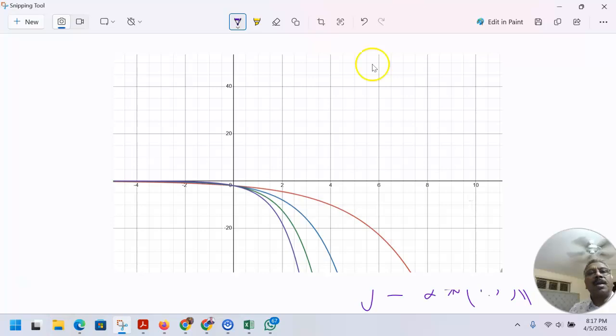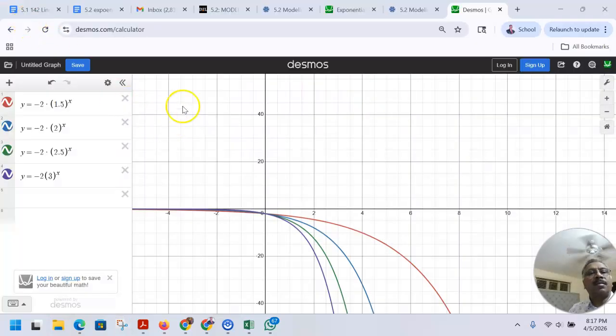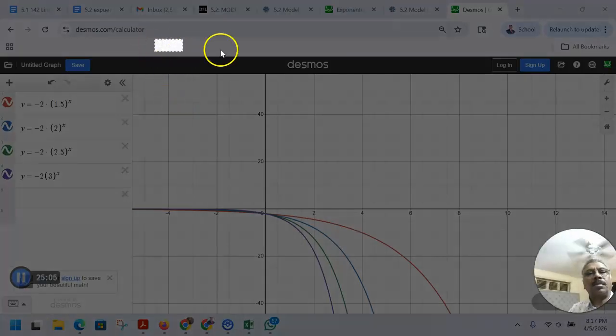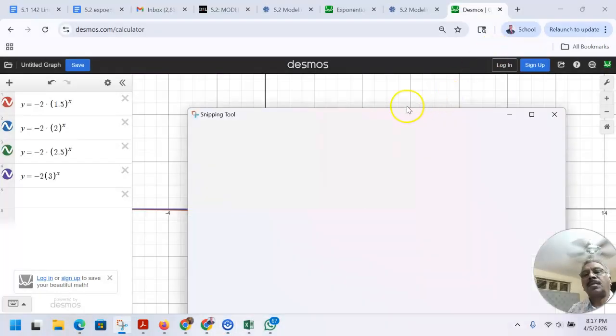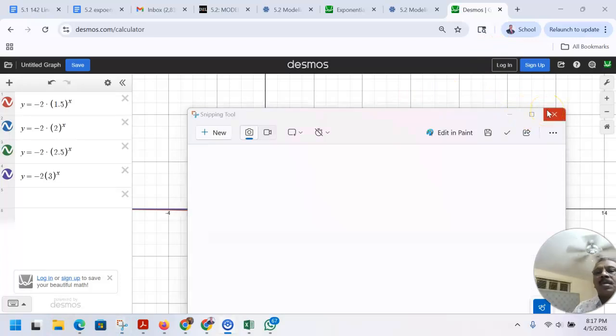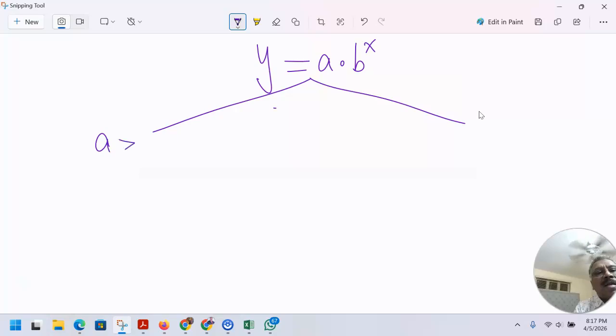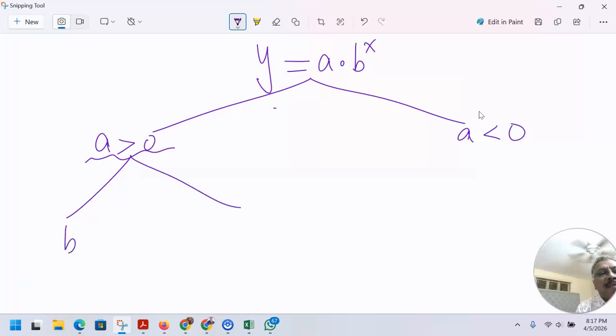Okay, so what did we learn here? The main thing is this one, right? y equals a times b raised to x. Now there are two parts: one is if a is greater than 0 and the other if a is less than 0. With a greater than 0, there are two parts again, depending on whether b is greater than 1 or b is between 0 and 1.